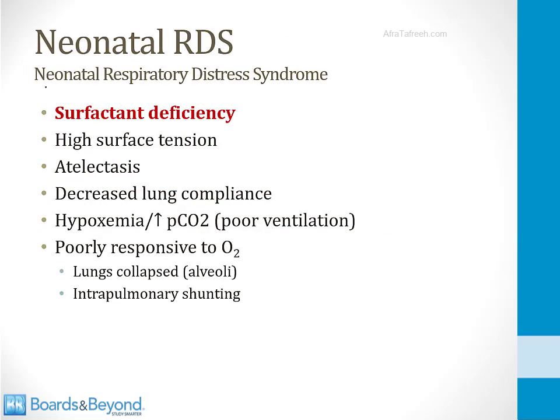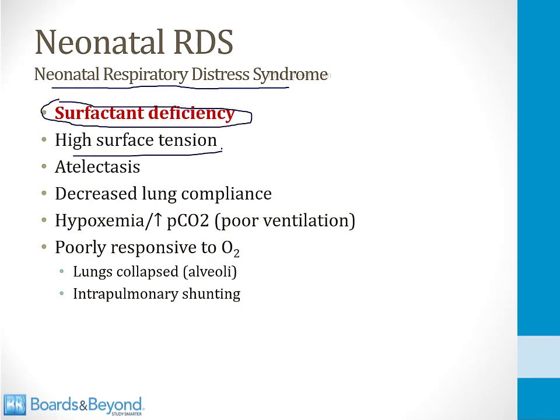Babies that are born before their lungs have enough surfactant will develop what's known as neonatal respiratory distress syndrome. This entire syndrome can be explained by a deficiency in surfactant. As a result, the alveoli have high surface tension, they have a high collapsing pressure, the alveoli tend to collapse and cause atelectasis, the lungs are stiff and they have poor lung compliance, and the baby will develop hypoxemia and elevated PCO2 because of poor ventilation.